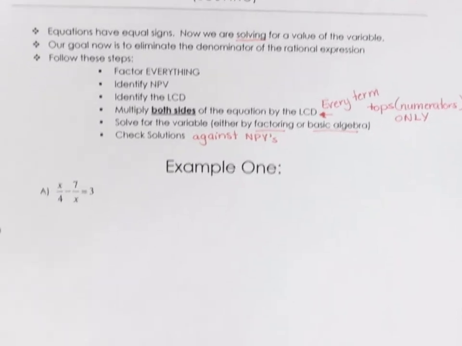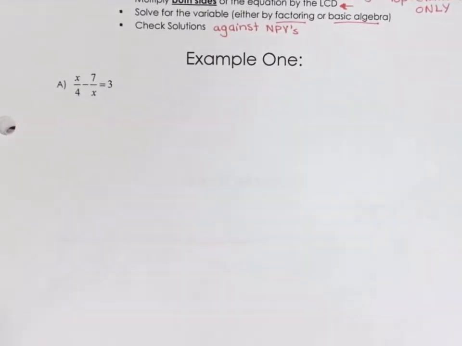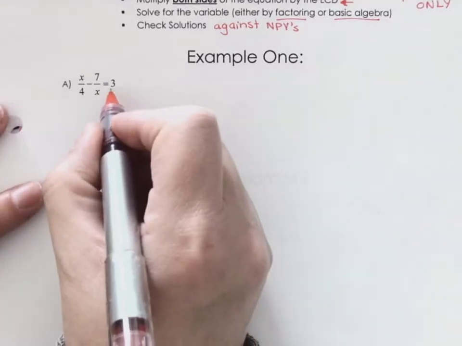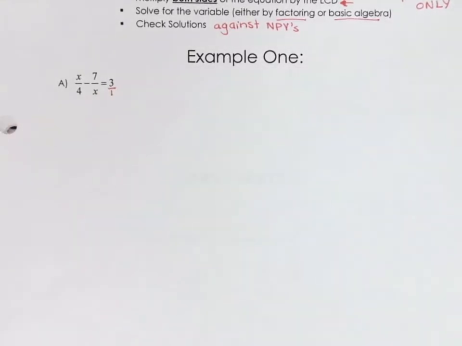All right, example number one. Step one, factor everything, right? That's always our first step. Is there anything I can factor in this one? No, there's nothing to factor. Okay, that's nice. What's the denominator on the 3? 1, okay? I don't know if that helps you just to put that in there, but we're going to put that in there. Now we do our non-permissible values.